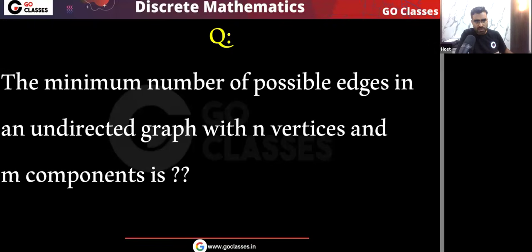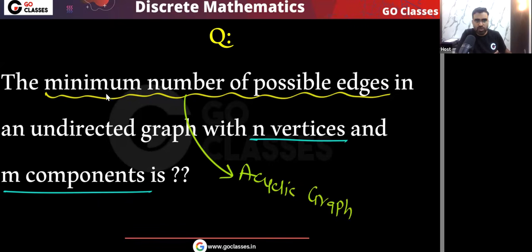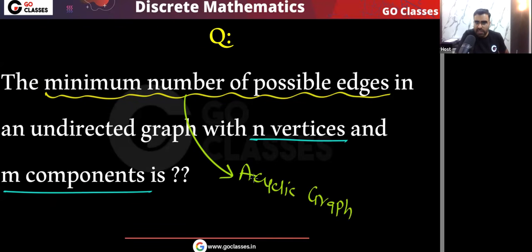Tell me the answer for this question. The minimum number of possible edges in an undirected graph with n vertices and m components. You have an undirected graph with n vertices and m components, and I want the minimum possible number of edges. First of all, if I want the minimum possible number of edges, then definitely I will create an acyclic graph.